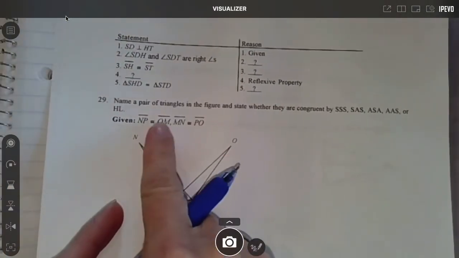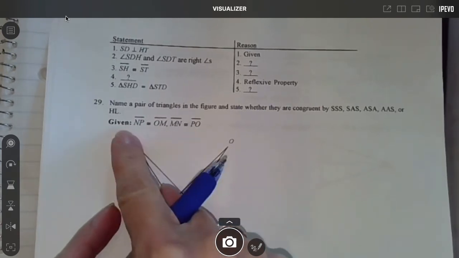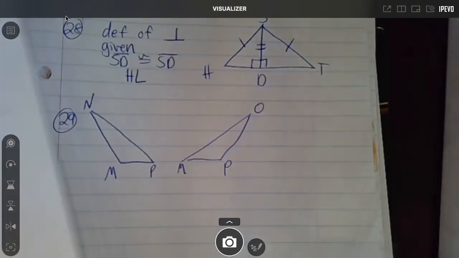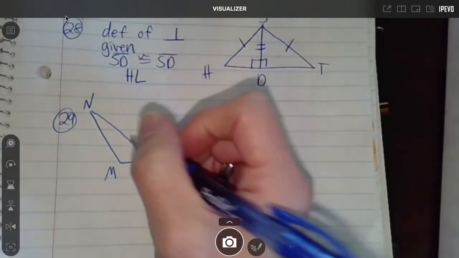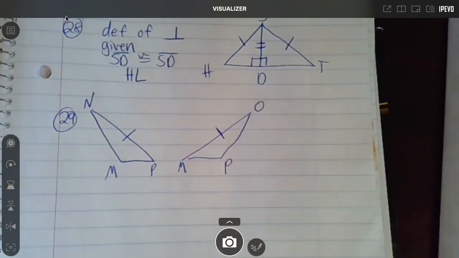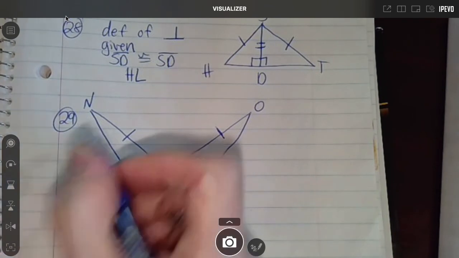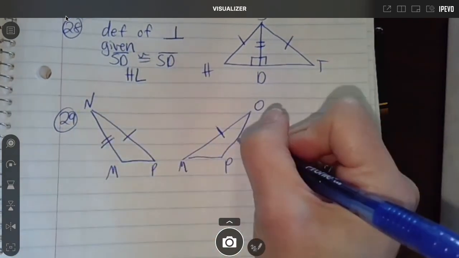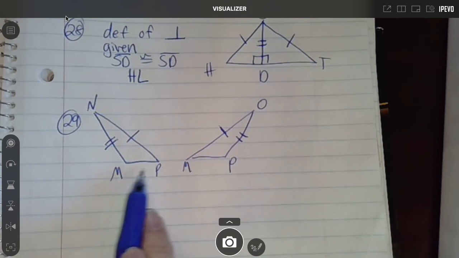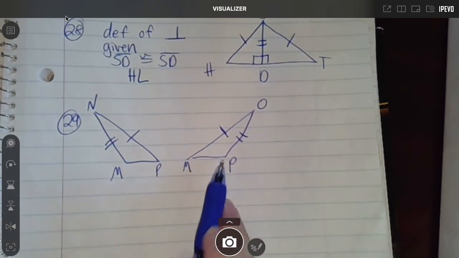Now, I'm going to mark all of this information that they give me on my triangle. Okay, everybody ready for that? So I will mark NP is congruent to OM. Then it says MN is congruent to PO. Do I know anything else? You know the third thing is MP is congruent to MP. Look at the letters. Are they the exact same? This line and this line, they're the same thing. So I'm going to mark that.